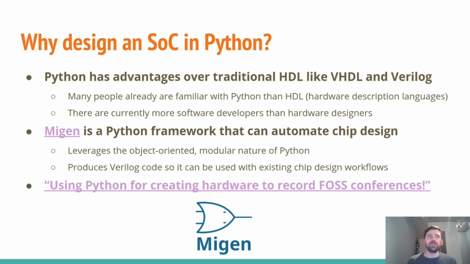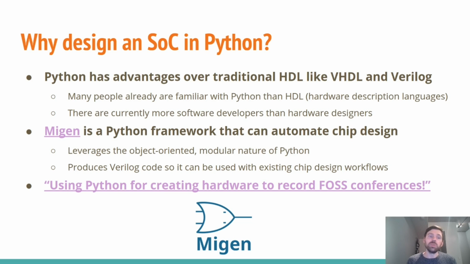But specifically, how did we create the SoC that got loaded into that ECP5 FPGA on the Hackaday badge to run Linux? Well, we used Python, which may be a bit surprising, but Python has advantages over traditional hardware description languages like VHDL or Verilog. Many people are already familiar with Python versus HDLs. At the conference, most of us came from a software engineering background. There are currently more software developers than hardware designers, so a nice way to get more people into doing chip-level hardware design is to leverage a language like Python.